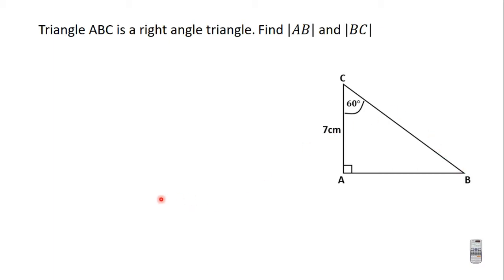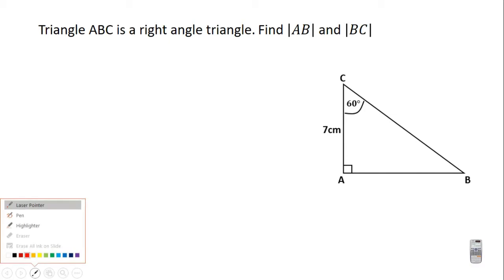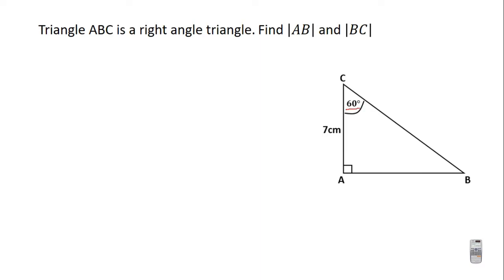Now, how are we going to do this? This is how we are going to go about it. We are going to use these two pieces of information that have been given to us to find the length of AB and BC. That is, we are going to use this interior angle and the length of this side here to find AB and BC. Let's first start with AB.